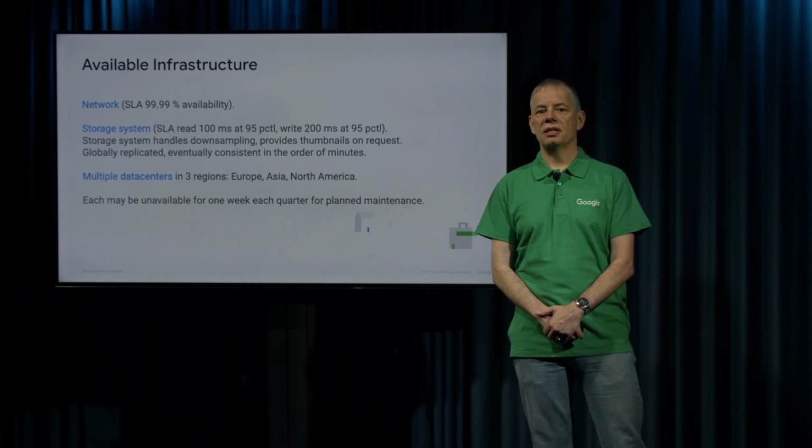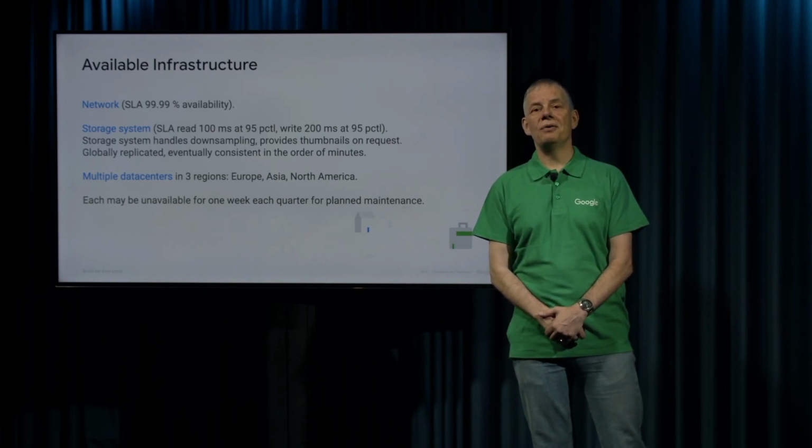We will have multiple data centers in 3 regions in the world, in Europe, Asia, and North America. And these data centers may be down for 1 week every quarter for planned maintenance. Of course, they could also be down for unplanned maintenance or for accidents.